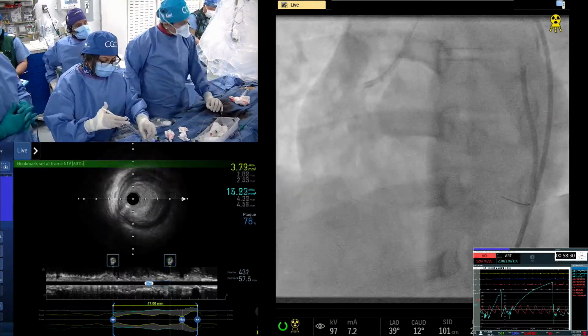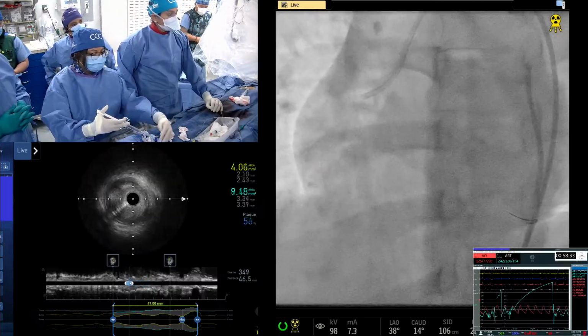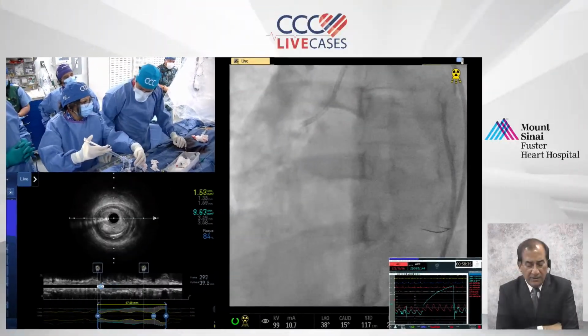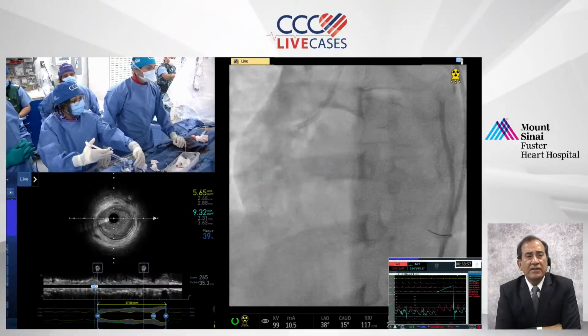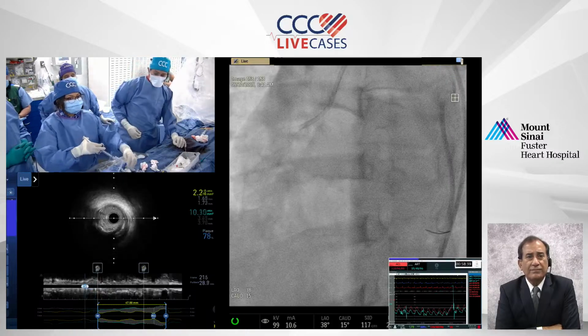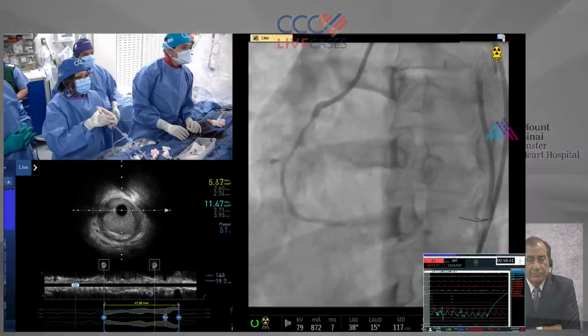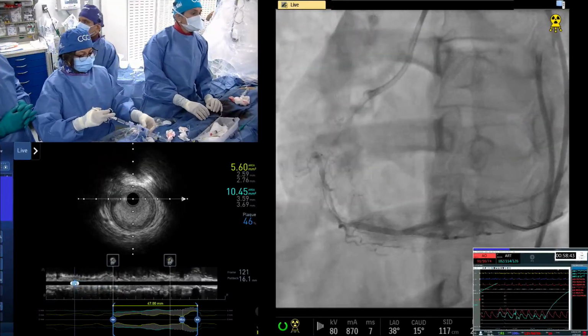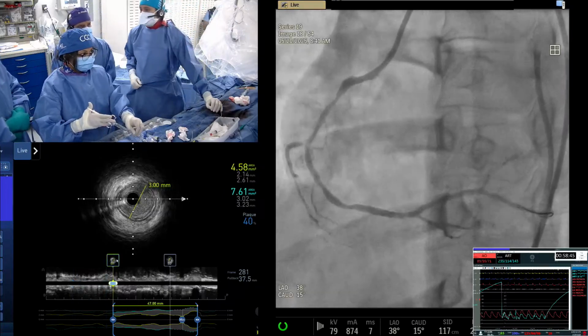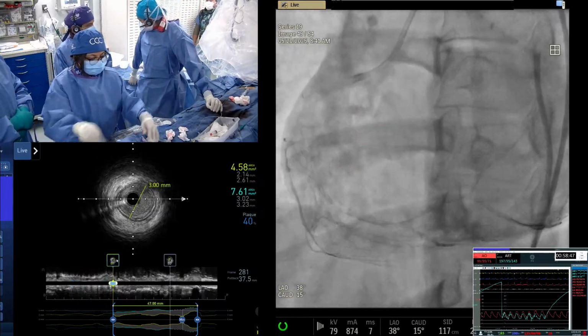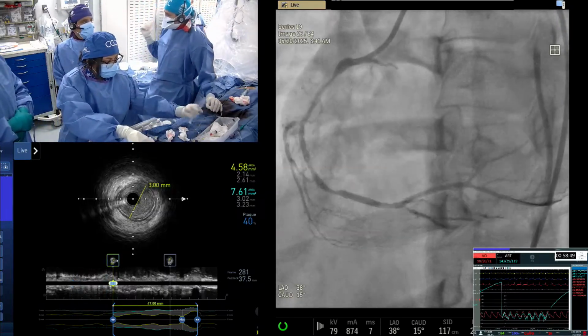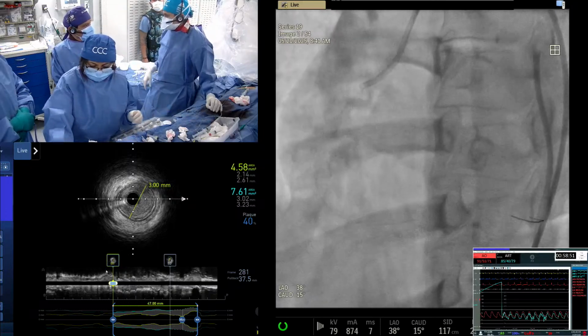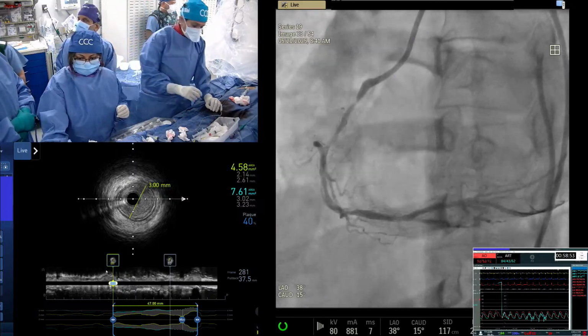Here is an unusual question. Is Mount Sinai participating in the newer IVL Javelin trial? No, not the Javelin. We have another one here. I thought Javelin was peripheral, no? There's a peripheral. Coronary Javelin has not come yet. Javelin peripheral, yes.